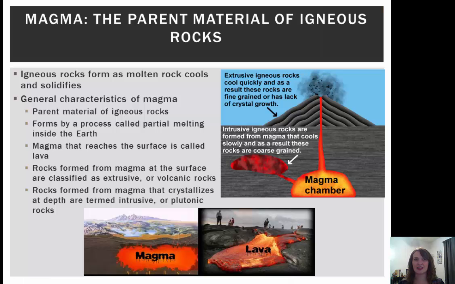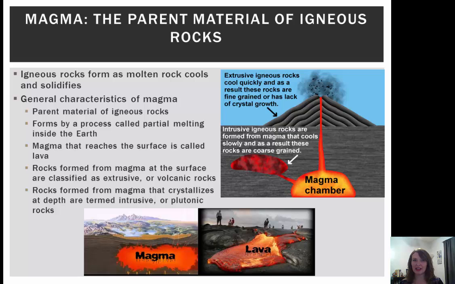So let's get started. Magma is the parent material of all igneous rocks. So igneous rocks form as molten material cools and solidifies. That's going to make our rock. Now, some of the general characteristics of magma: it forms by a process called partial melting that is going on down inside the earth. Now, as magma reaches the surface, it is called lava.